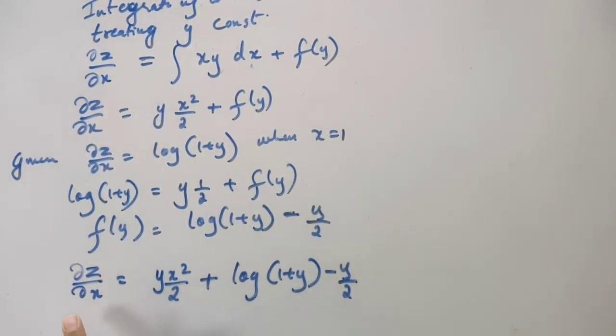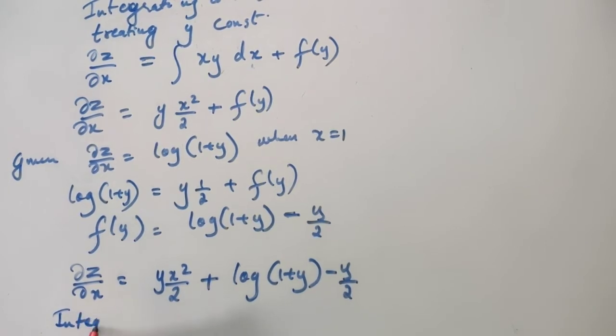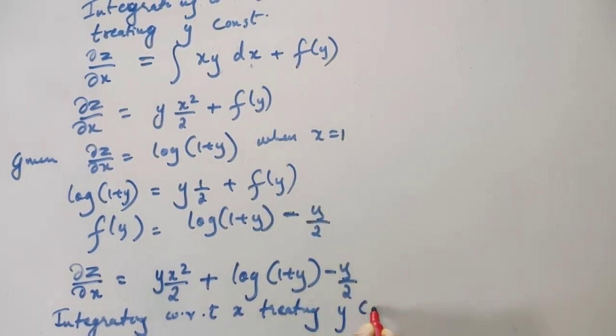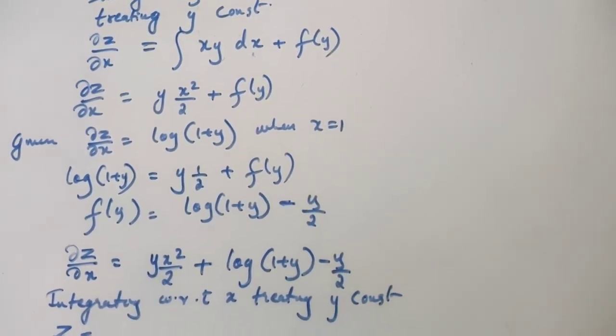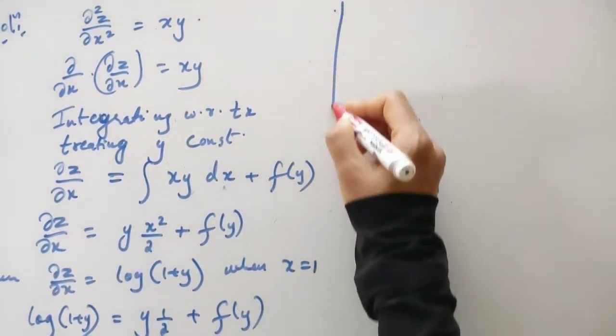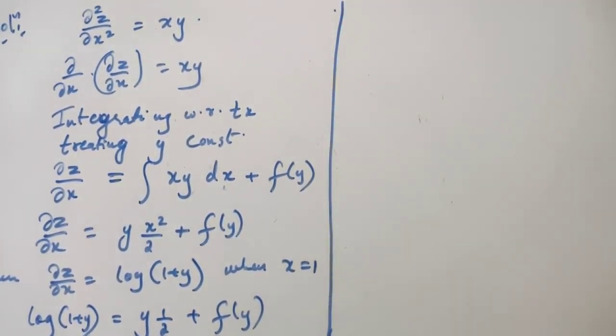Now we have to once again eliminate this ∂/∂x from the left hand side. So once again we have to integrate with respect to x, treating y constant. So let's do that. Integrating with respect to x, treating y constant, if we do so, you get the left hand side to be z. Please see, all of you. I'm just continuing the rest part here.